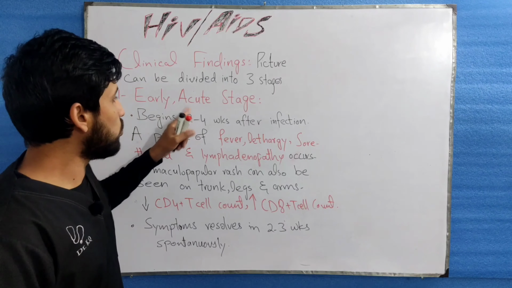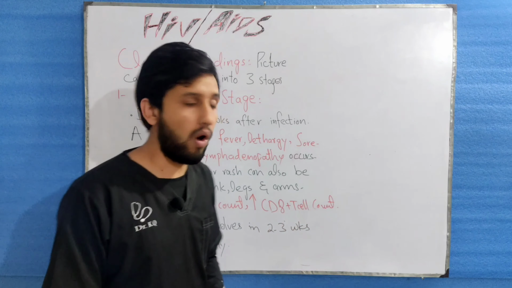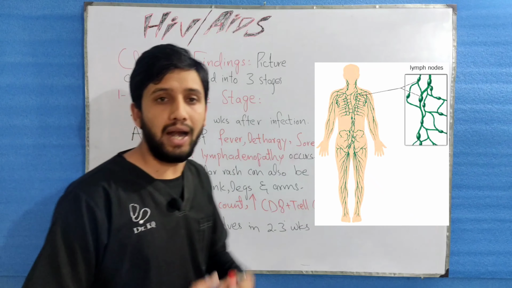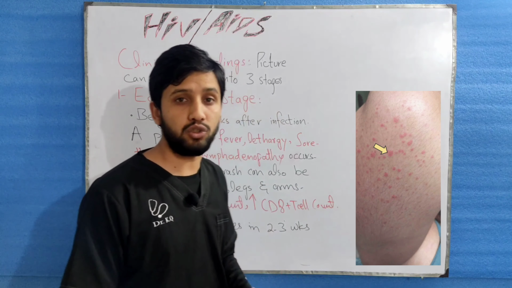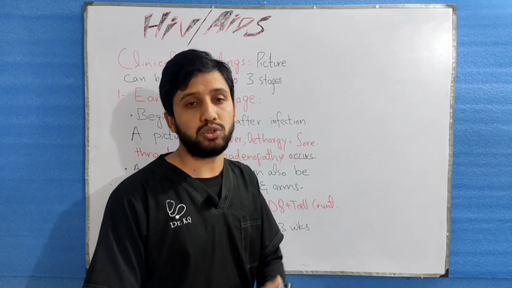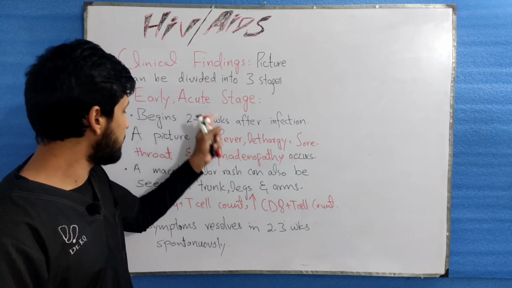This stage begins 2 to 4 weeks after the infection, and the clinical features here are fever, lethargy, sore throat, and lymphadenopathy. There can also be maculopapular rashes on the skin, which are usually seen on the trunk, legs, and also on the arms. So these are the clinical features seen in the first stage.